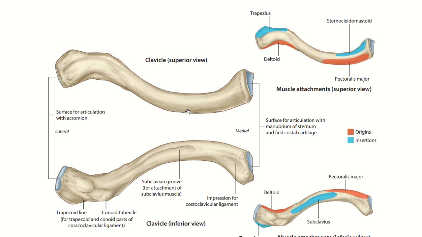Take note of this. The clavicle, if it is seen in this orientation, is going to be divided into thirds. So you're going to have a medial two-thirds and a lateral third. Take note of this. The medial two-thirds anteriorly is convex forward. The lateral one-third anteriorly is concave forward.